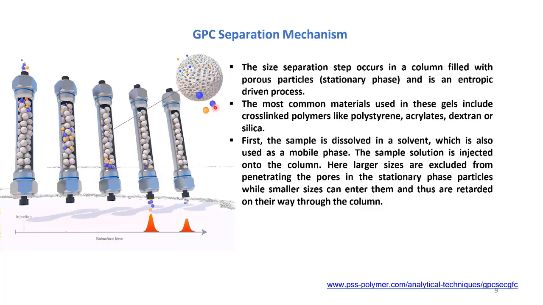And the most common materials used in these columns include cross-linked polymers like polystyrene, acrylates, etc. First the sample is dissolved in a solvent, which is also used as a mobile phase, and the sample solution is injected into the column.